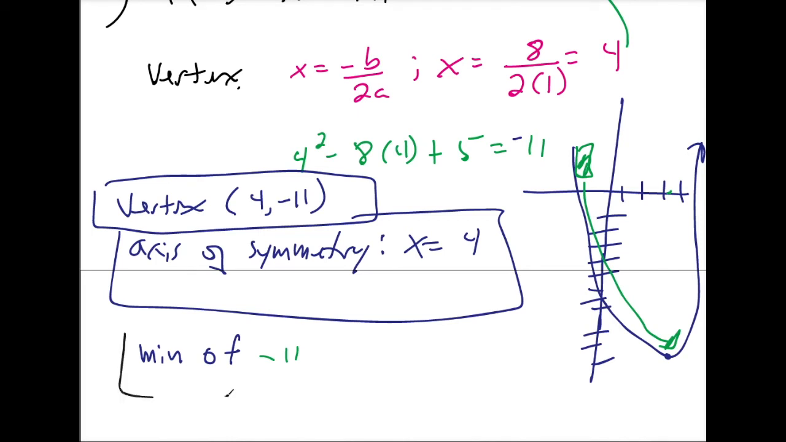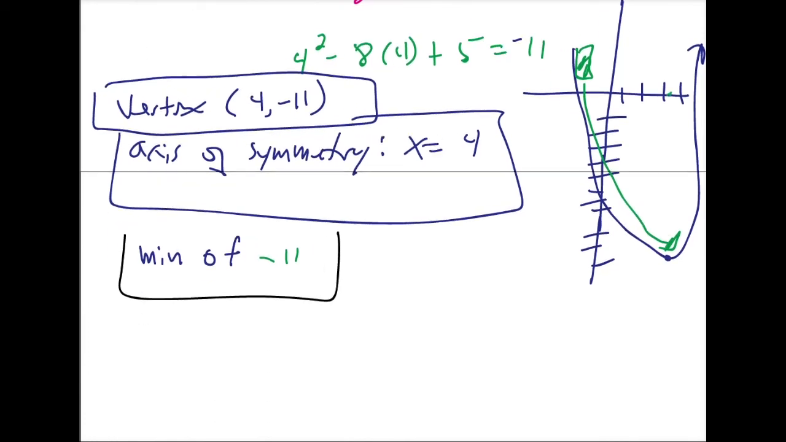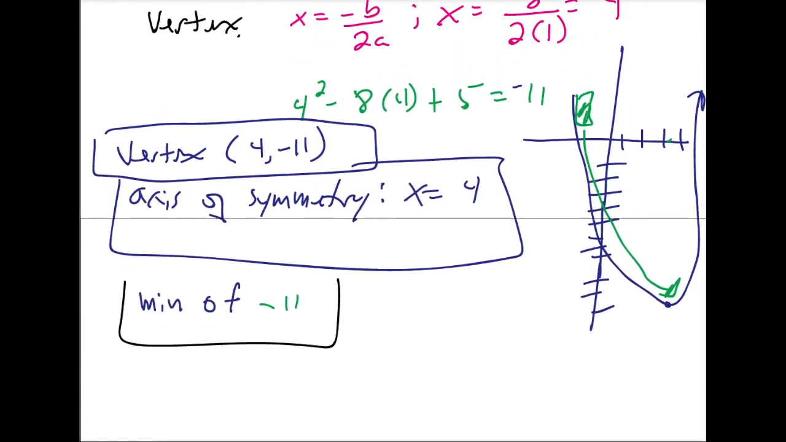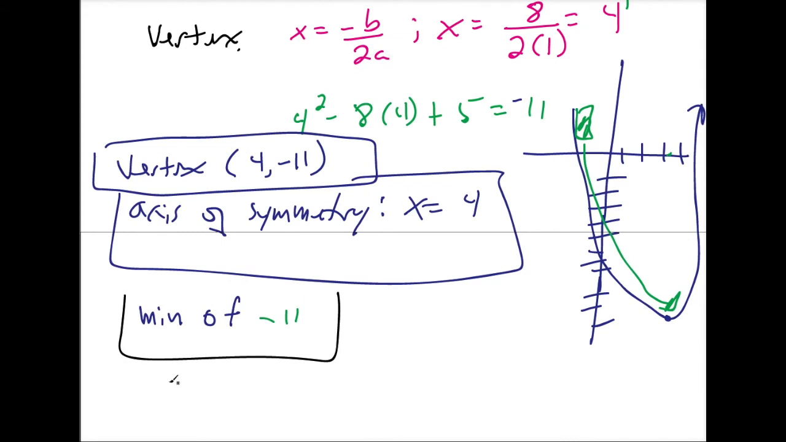Okay, two more things. The x and y intercepts. So how do we get the x-intercept? You plug it in, right? No, wait, I'm sorry. You set y to 0. Yes. Okay, set y equals 0.